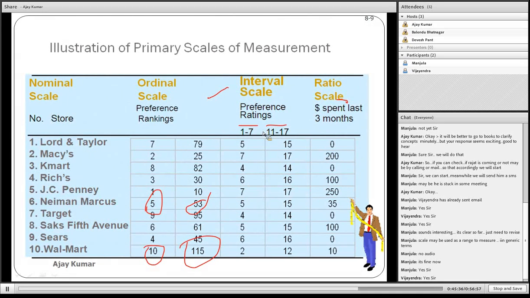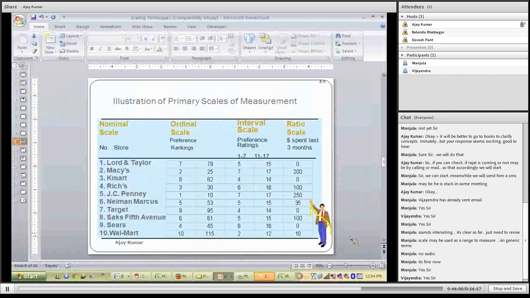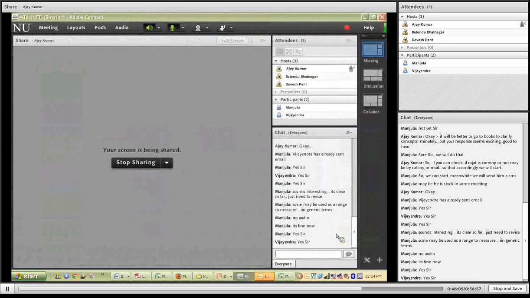Same way, 17 minus 16 would be 1, 16 minus 15 would be 1, and hence that doesn't make a difference. But when you say the dollar spent in last 3 months, that will be an absolute thing, and this is a ratio scale. So this is basically a difference between all those four scales. Now if you have understood all the four scales, then I have a question for you. If you have understood these four scales well, did you understand?